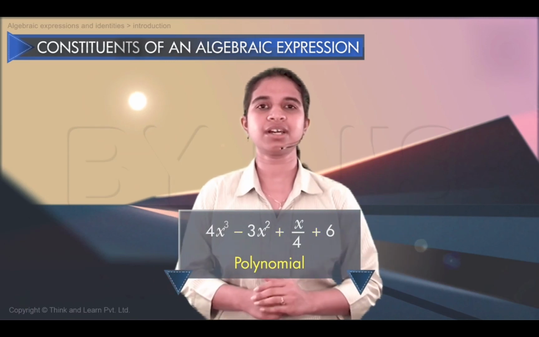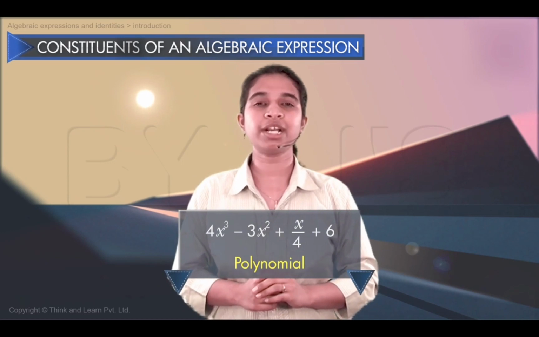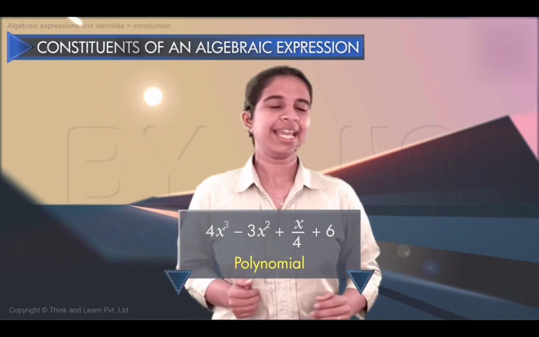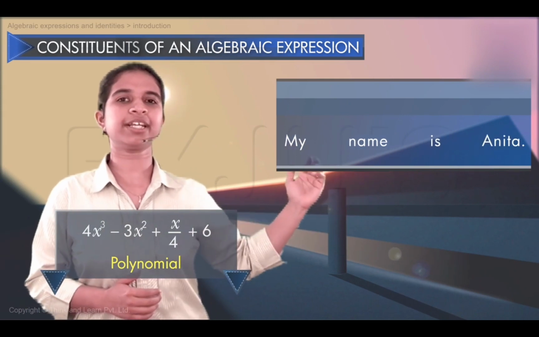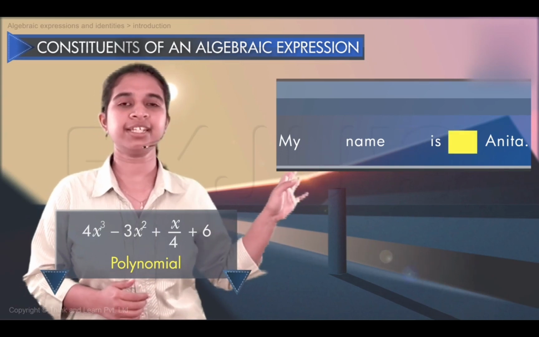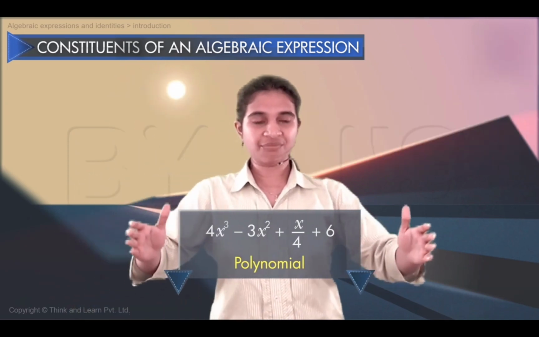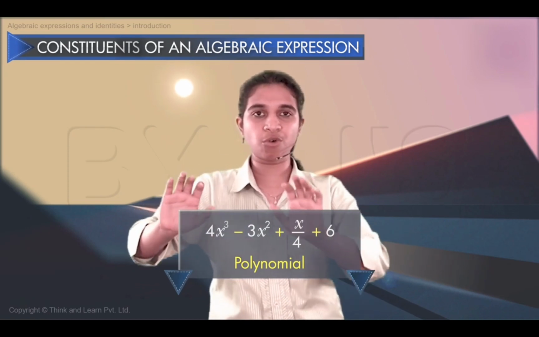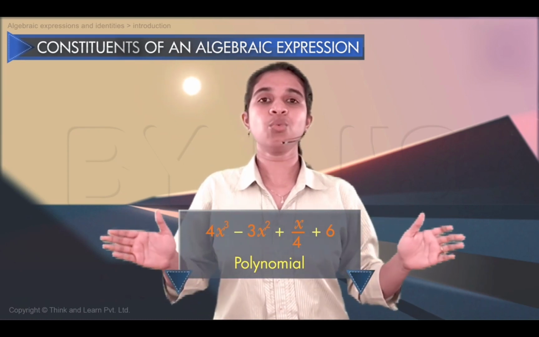So you see pluses and minuses here. Pluses and minuses are equivalent to spaces in English. So what do spaces do? If I write a sentence, my name is Anita, what does a space do? A space is separating two words. It's separating my and name, name and is, and is and Anita, correct? So every space is separating two words, which means that if I look at this polynomial, I have three spaces, 1, 2, and 3. So these should be 4 words, 1, 2, 3, and 4. My spaces should separate words.